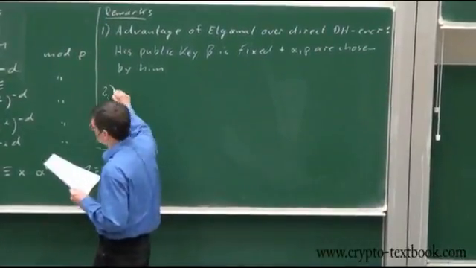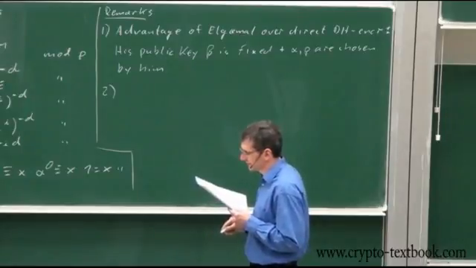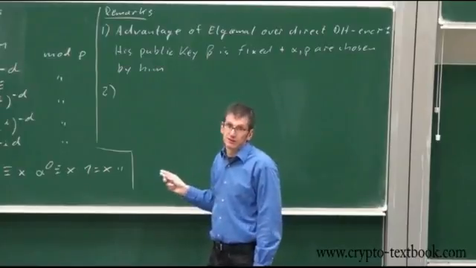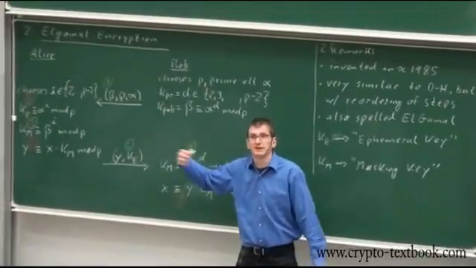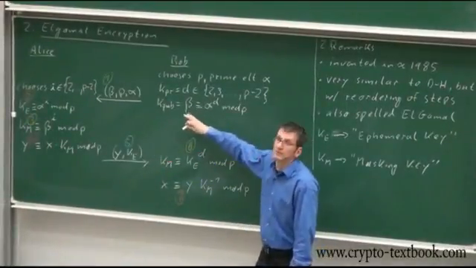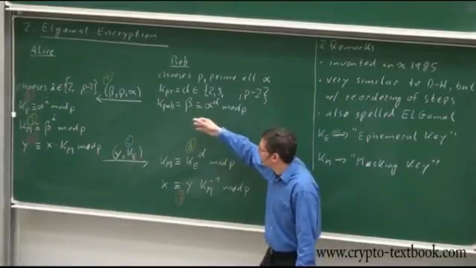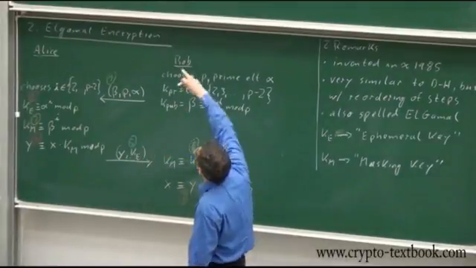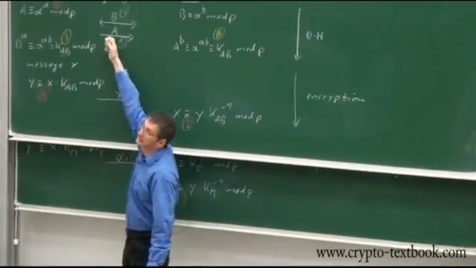Now we're getting a little bit more interesting. It also has to do with security. So this beta is fixed. Every time somebody wants to communicate to Bob, send him an email or whatever, that beta stays the same, Bob's public key. What is the other public key? The other public key is this KE here, right? This is number 5. This is the other public key.